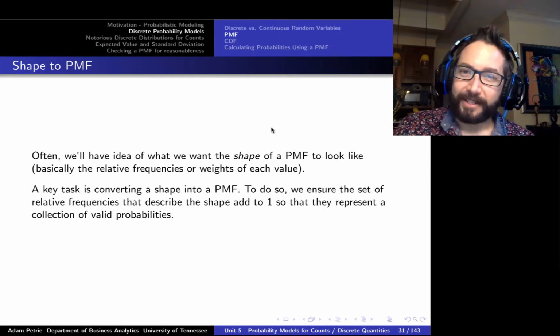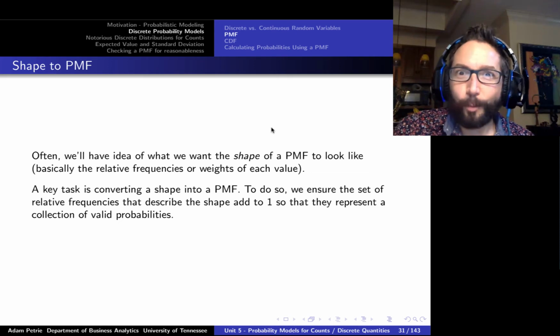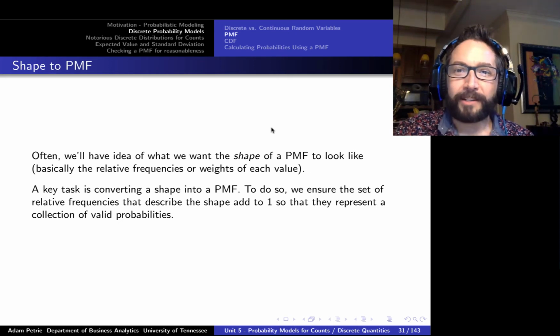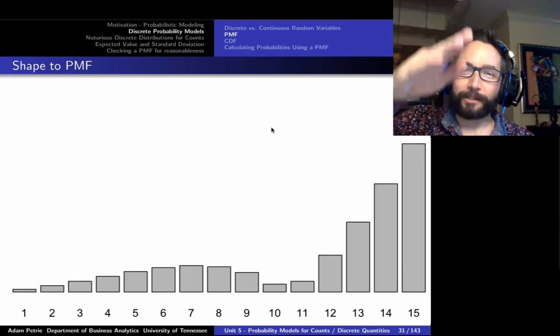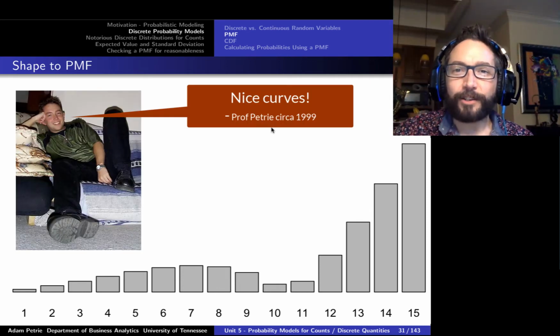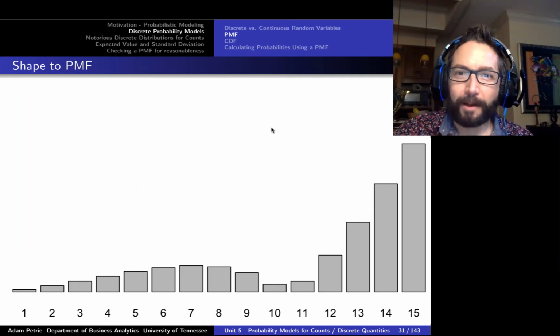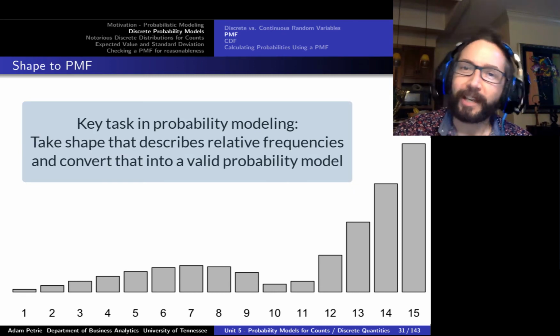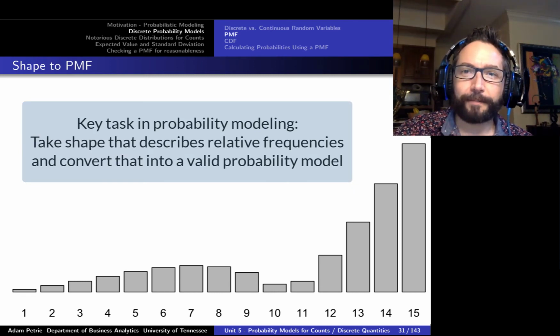More common of a task, really, isn't filling in one missing probability, but converting, say, a shape that describes the frequency distribution of the different possible values into a bona fide probability model. So we might have a shape that we really like that describes what values are more likely, what values are less likely, but we want to convert that into a genuine probability model.